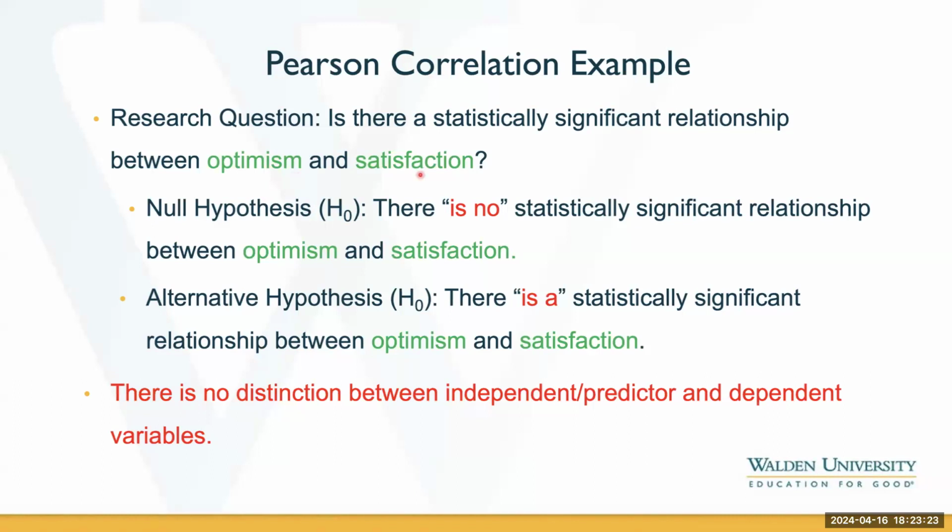Okay? In the other tests that we did, we stated, for example, gender is the independent variable. This is the dependent variable. We do not have that distinction with the Pearson's correlation test. We simply want to see, are these two variables related to each other? One doesn't come before the other, okay? That's important, and that's why I put that in red.